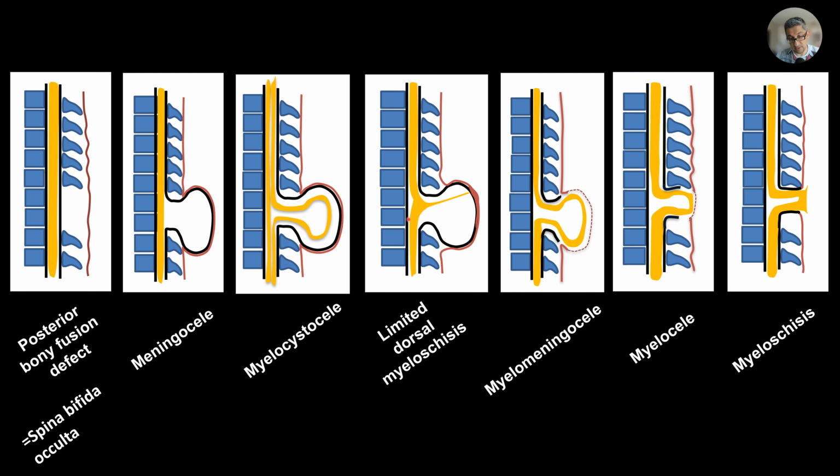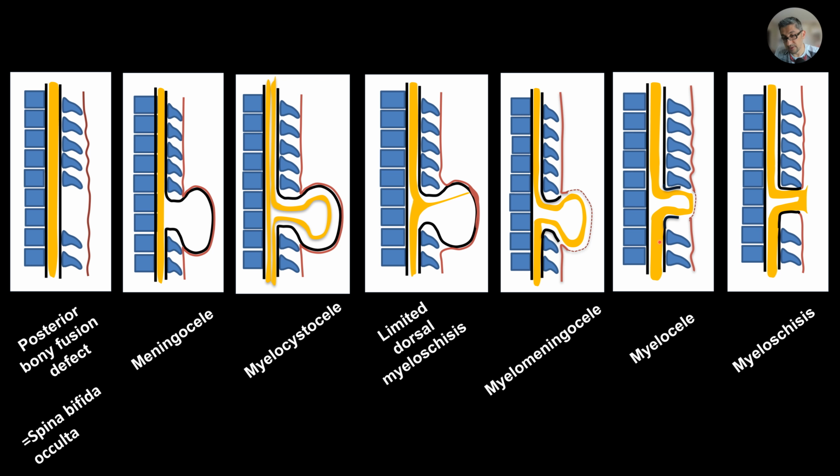Limited dorsal myeloschisis is characterized with a fibroneural stalk connecting the spinal cord and the cutaneous lesion. It's a dorsal midline defect and covered with skin. And there is this tenting of the spinal cord. In myelomeningocele, there is outpouching of the dural sac along with CSF and along with the neural tissue, abnormal neural tissue, and there is no overlying skin, and this is called myelomeningocele.